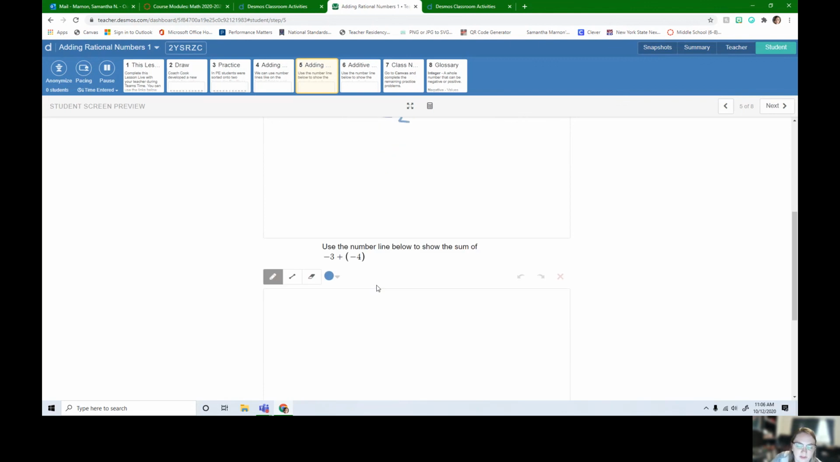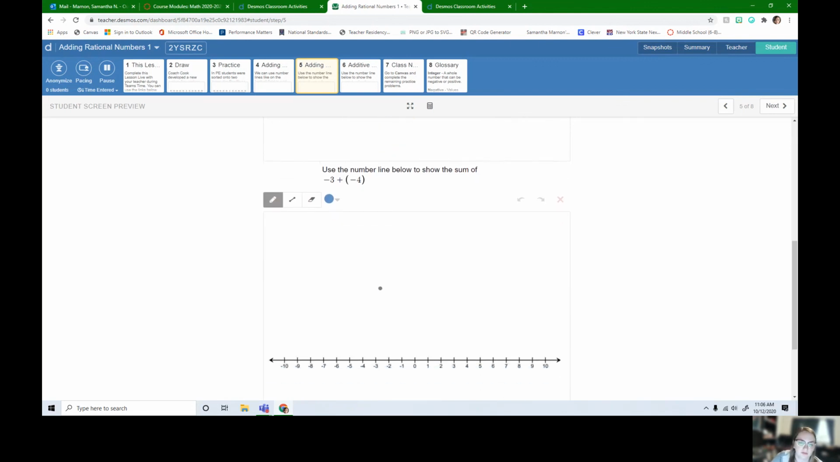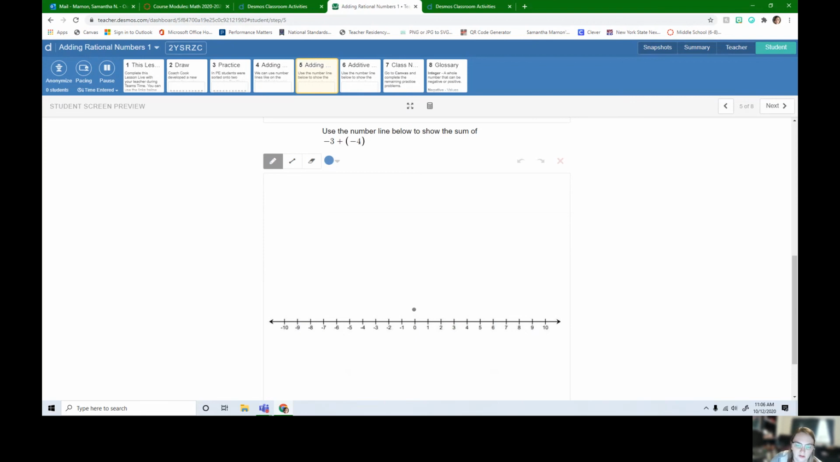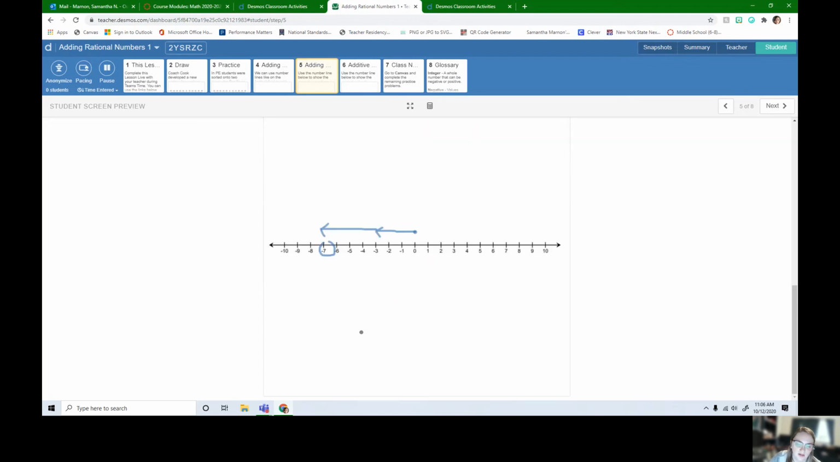Here's another one. Use the number line below to show the sum of -3 plus -4. Start at 0. We need to move 3. The negative tells me it's to the left. So 3 to the left. 1, 2, 3. And then -4 is from that point left 4. So 1, 2, 3, 4. We end up at -7.